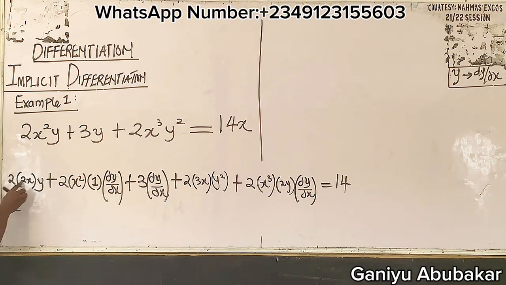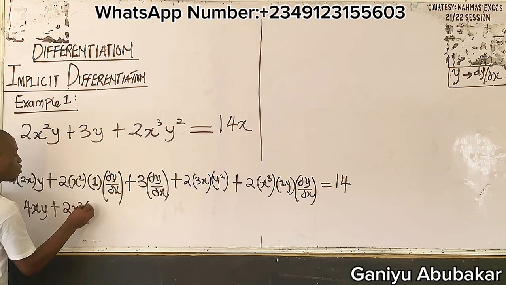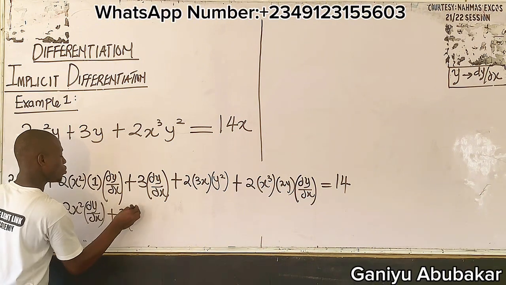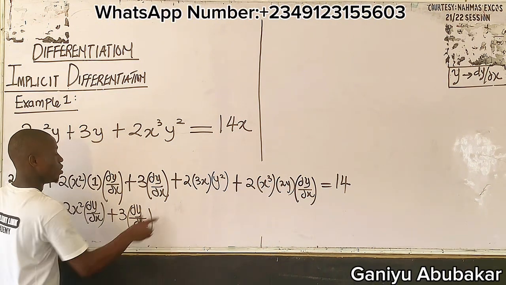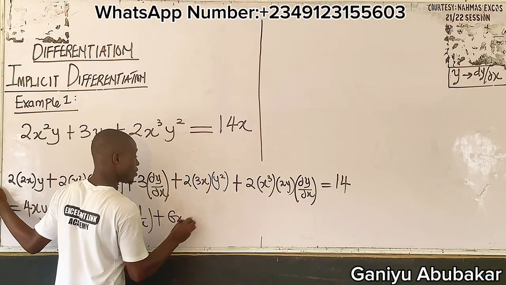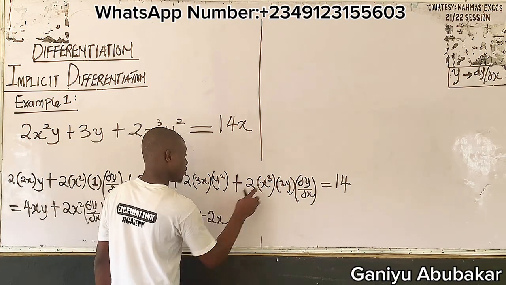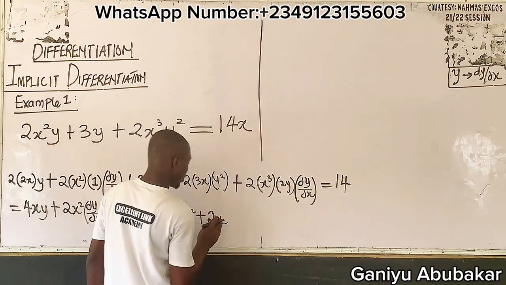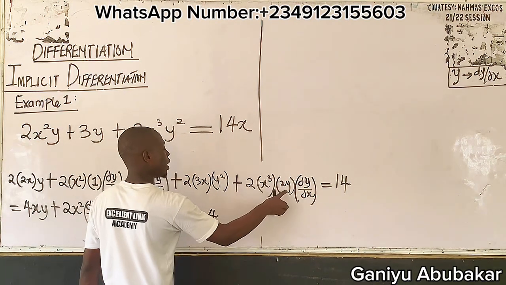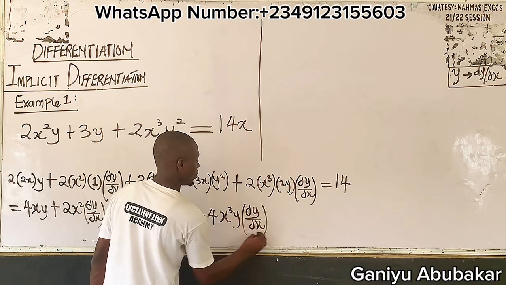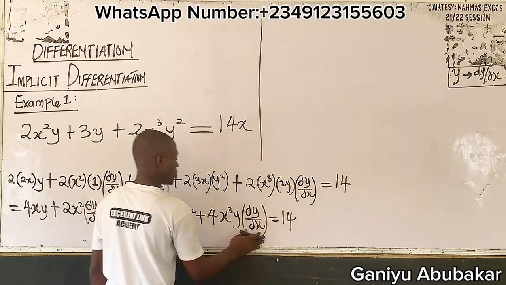I will have that 2 times 2xy, that's 4xy, plus 2 times x squared times 1, that's 2x squared into dy over dx, plus 3 into dy over dx, plus 2 times 3 is 6x squared y squared, plus this 2 times 2 is 4x cubed times y, also attach dy over dx to it, is now equal to 14.